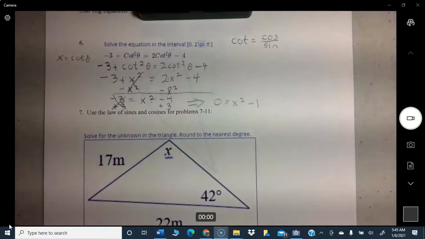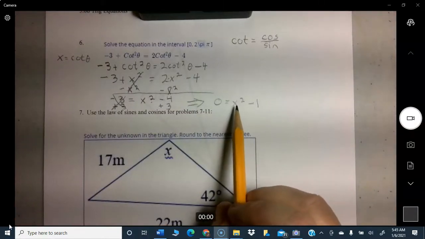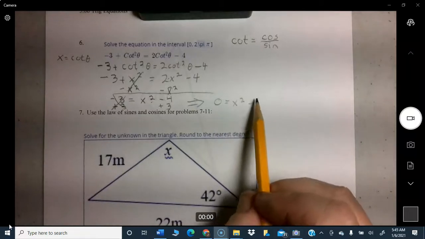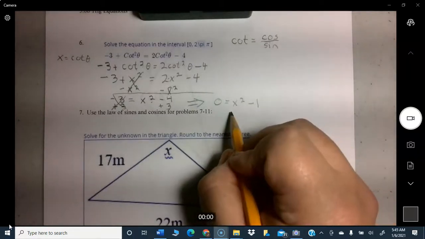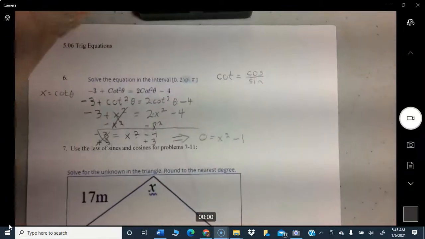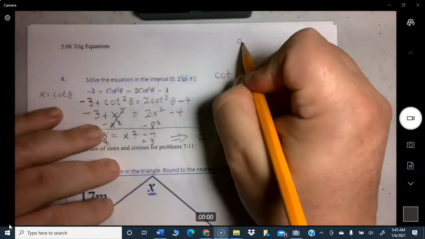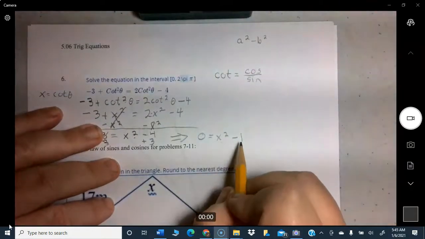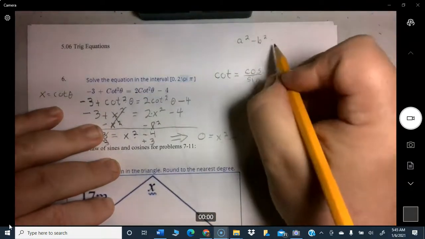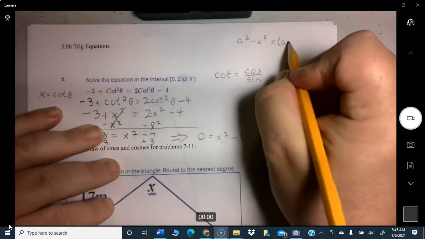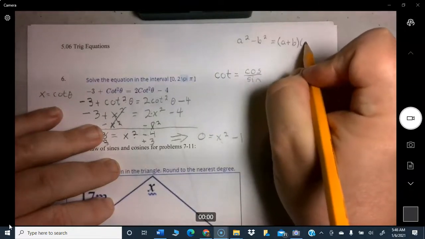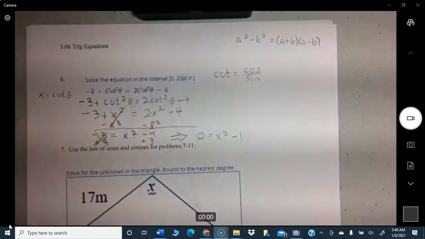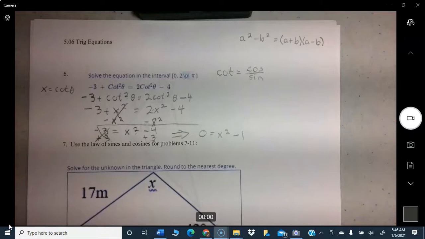Alright, if you remember back a couple months, this should look familiar. It's the difference of squares. X squared is a perfect square, 1 is a perfect square. So if you remember, I'll go up to the top and write this, that a squared minus b squared equals a plus b times a minus b. You may not have remembered that, but I hope it looks familiar now that you see it. Okay, that goes back a couple months.